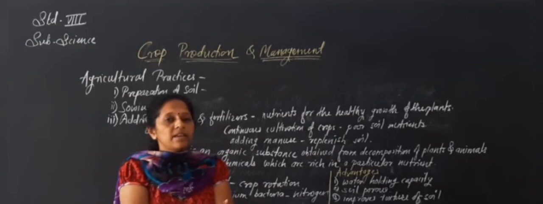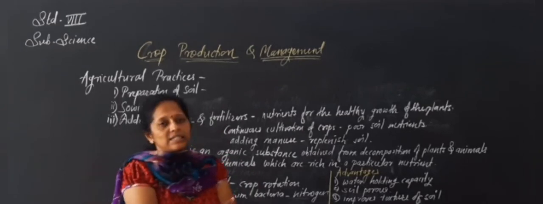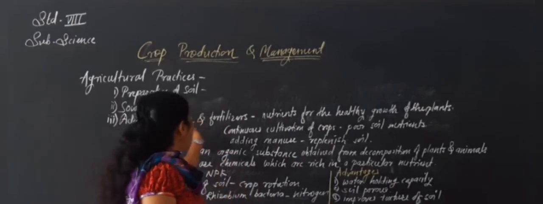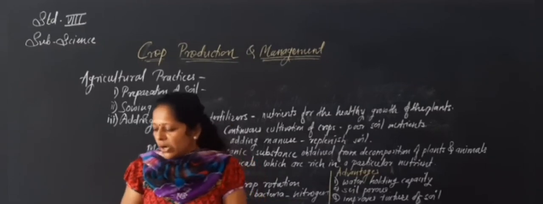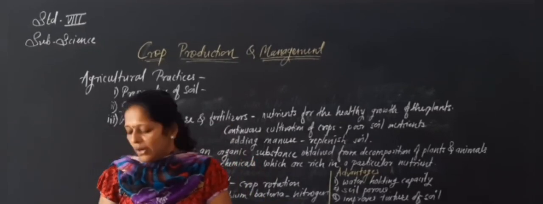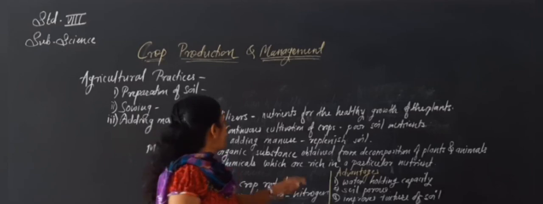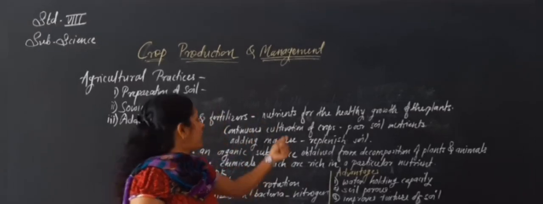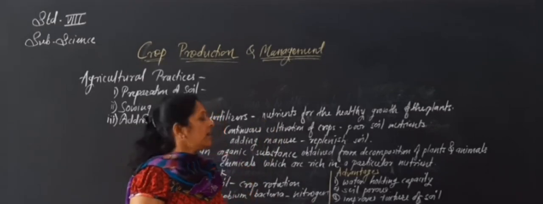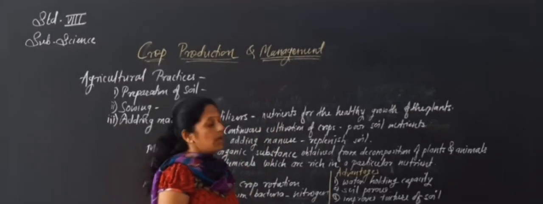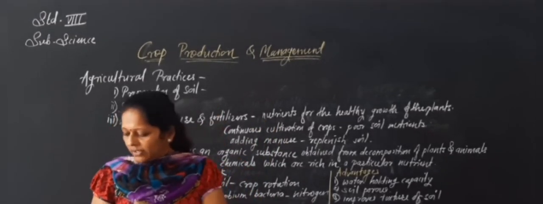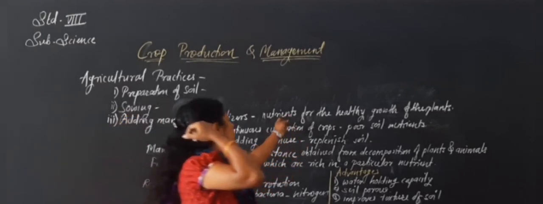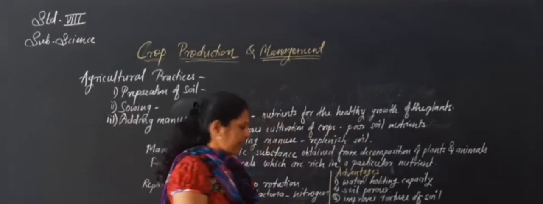The third step in agriculture practices is adding manures and fertilizers. These are substances added to the soil in the form of nutrients. The farmers add these substances to the soil for the healthy growth of the plants.